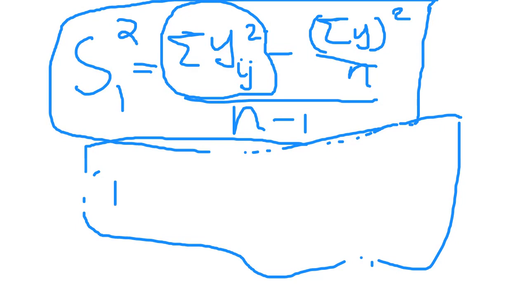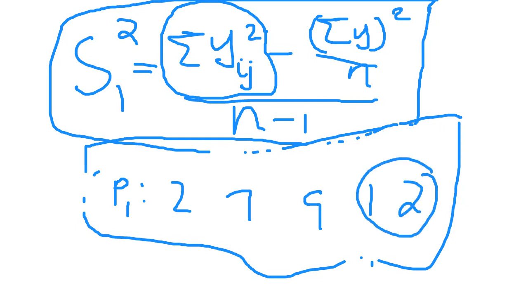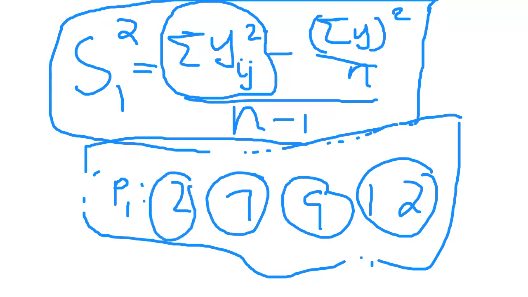Suppose you have this information, P1, the values for P1 are 2, 7, 9, 12. Find the variance here. You have 4 values. How are we going to find the variance? That's my question. Find the variance of this treatment. How are you going to do it? There is the formula up there.